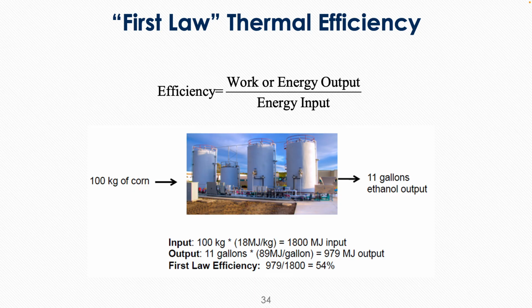And so I put in 1800 megajoules of energy and I get out 979 megajoules of useful energy. And so my first law efficiency is about 54%. Okay. And this thermal efficiency, which is the efficiency you get when you discard the thermal losses, is this 54%, and this particular number will let you compare across other energy conversion metrics.